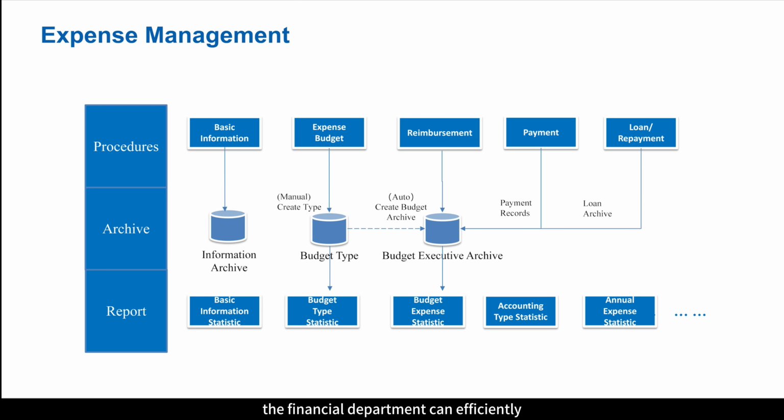The financial department can efficiently and conveniently manage the expense budget review and the expense budget amount, supervise the preparation and adjustment of the budget, review the reimbursement of the expenses and payment, and check the relevant expense data reports to achieve organization expense management and standardization of financial management.